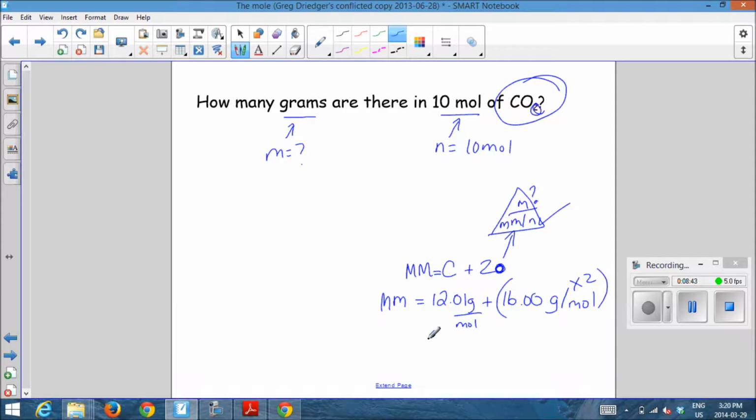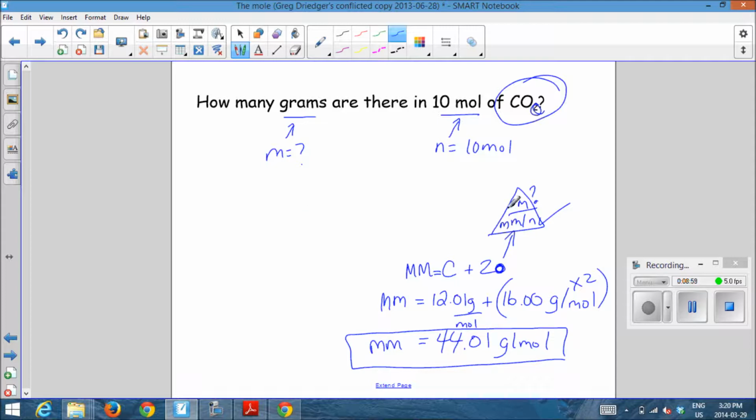That's going to be 32 grams per mole plus 12.01. The answer is going to be 44.01 grams per mole. So if I have 1 mole of carbon dioxide, it weighs 44 grams.